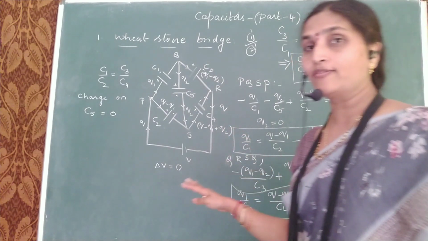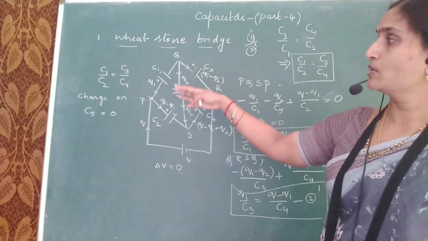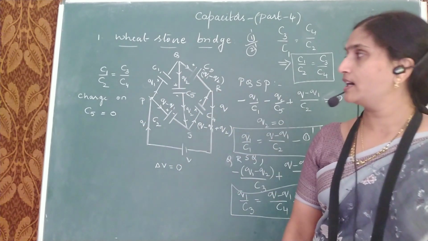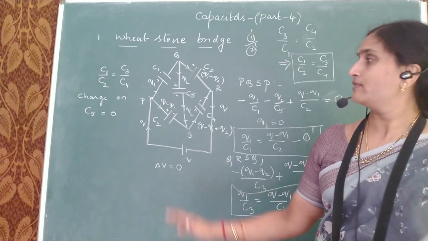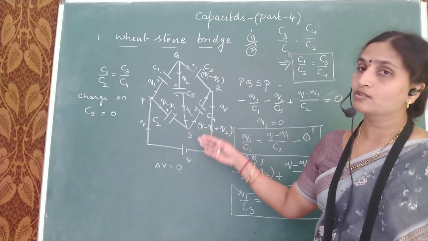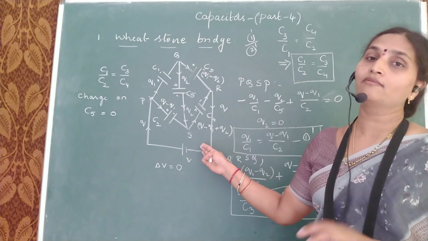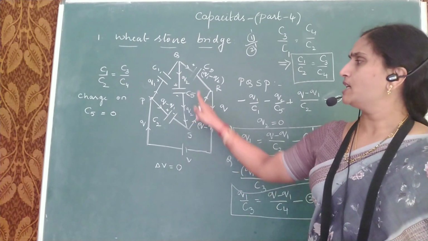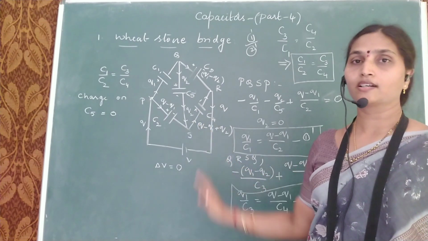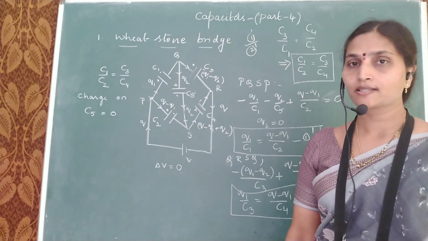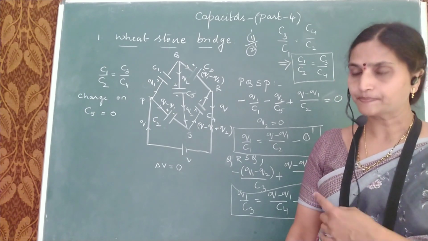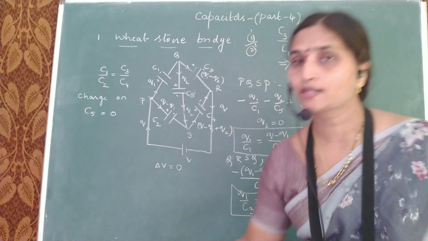So though the derivation is only for a proof that if C1 by C2 is equal to C3 by C4, charge on the central capacitor is 0, you just finally have to remember the final result. So whenever you have a Wheatstone bridge given in the question, check whether C1 by C2 is equal to C3 by C4. If you get that, immediately remove the capacitance which is connected between Q and S. You get a simplified circuit and you can find out the equivalent capacitance. So since you have studied what the Wheatstone bridge principle is, look at some questions related to Wheatstone bridge principle.